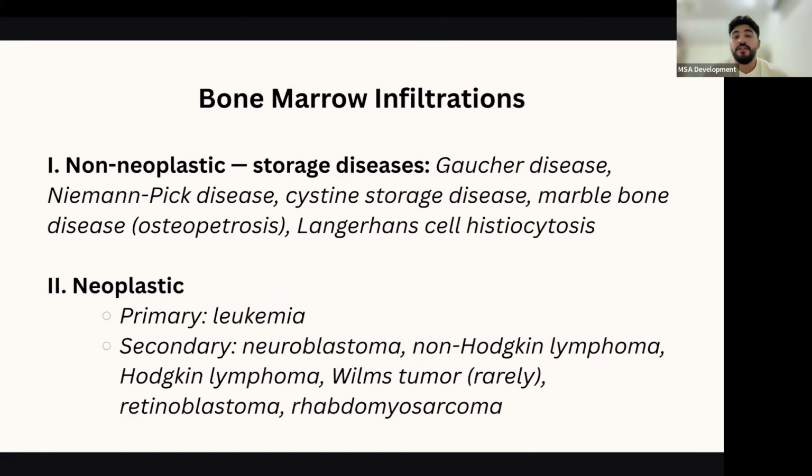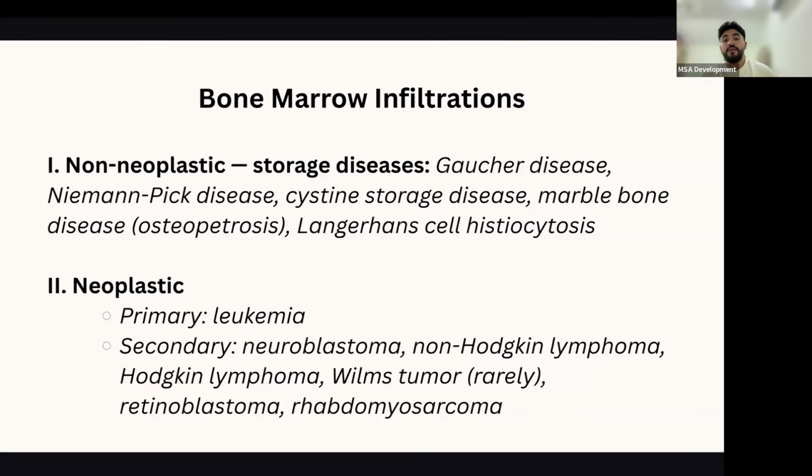And yeah, now infiltrates. So many things could infiltrate our bone marrow, but not everything that infiltrates happens to be malignancy. It could be non-neoplastic, could be a storage disease. Do you remember these boring storage diseases back in first year? Gaucher, Niemann-Pick, they will still haunt you in fourth and fifth year. However, they do infiltrate your bone marrow, okay? So this is the non-neoplastic side of it.